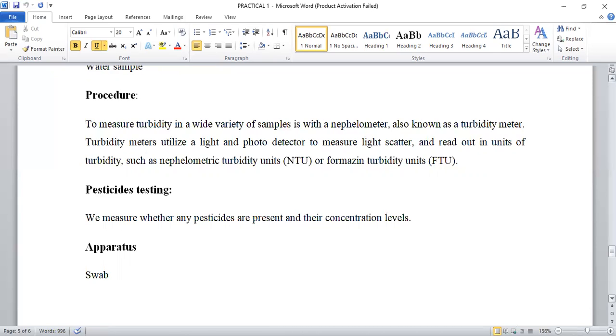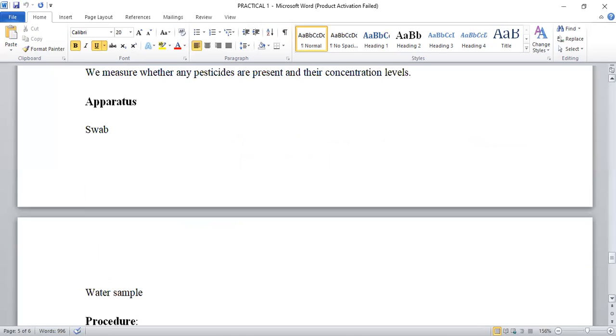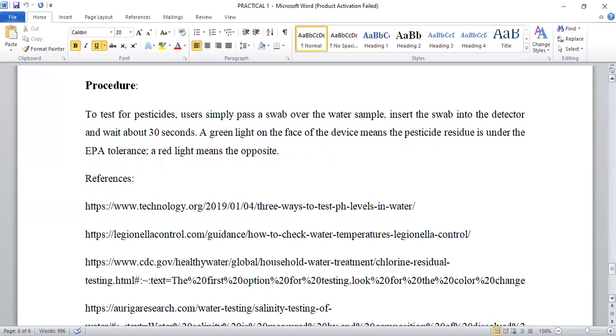The next is pesticide testing, where we measure whether any pesticides are present and their concentration level in the water, and how they disturb the water quality. The apparatus for this test includes a swab and a water sample. The procedure for the test is as follows.